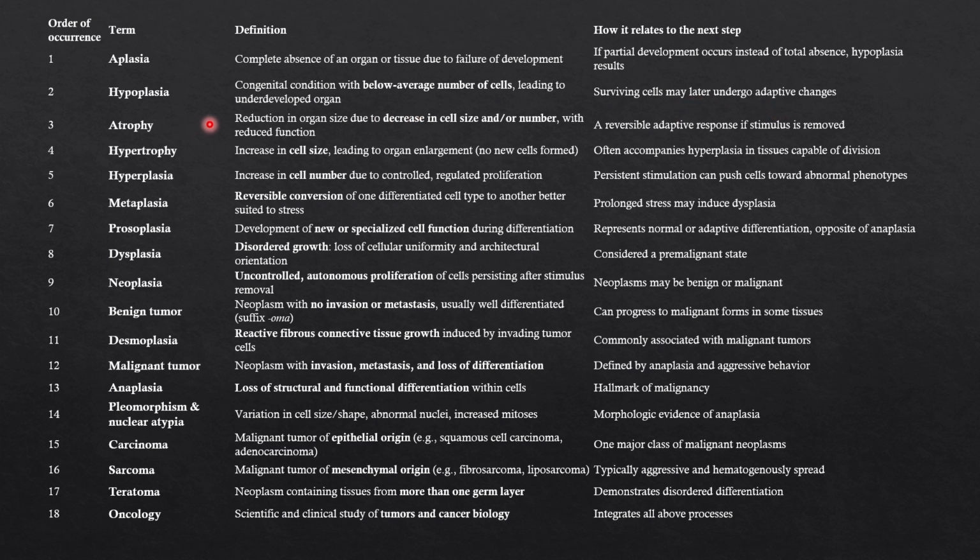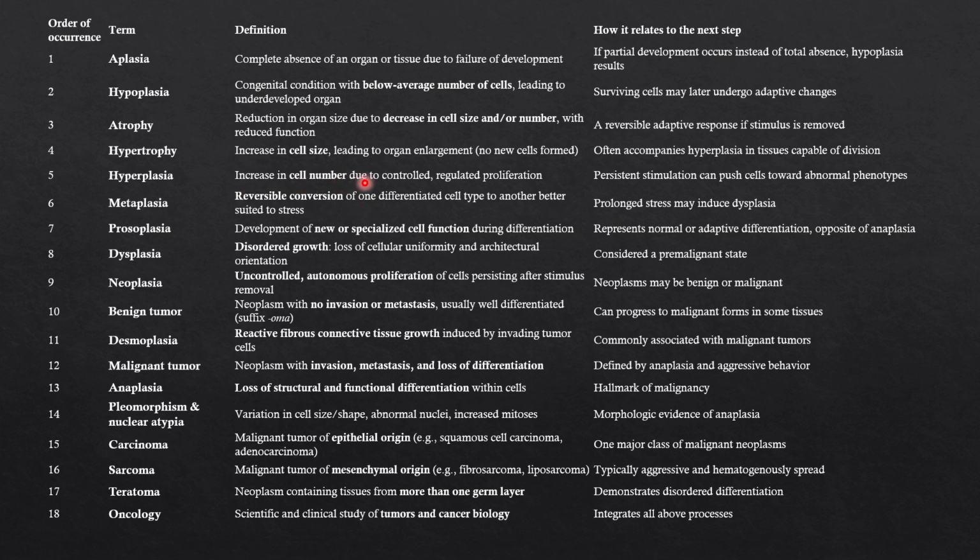Then comes the atrophy. This is the reduction in the organ size due to the decrease in the cell size or maybe number as well, but mostly due to the cell size with reduced function. So it is a reversible adaptive response if the stimulus is removed. So hypertrophy is the increase in the cell size leading to the organ enlargement, and no new cells are formed. They often accompany the hyperplasia in the tissue capable of division.